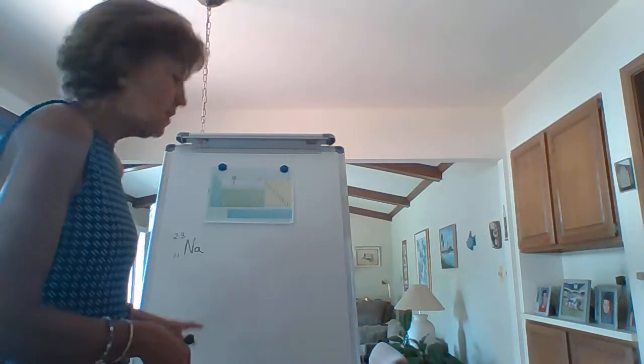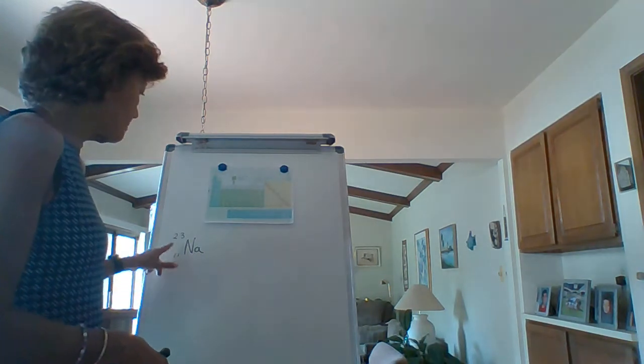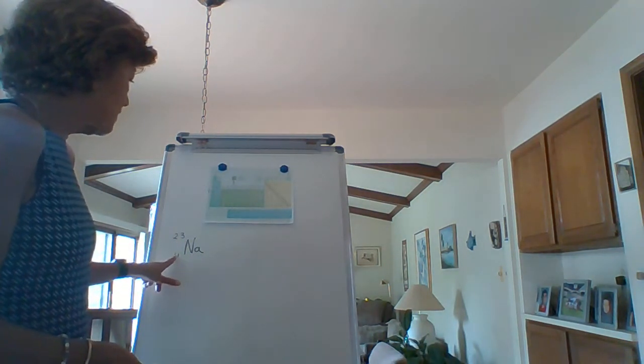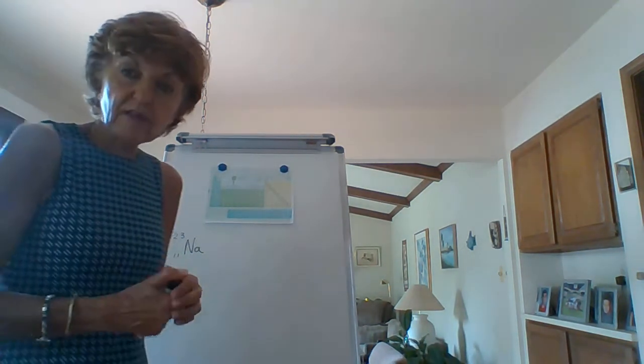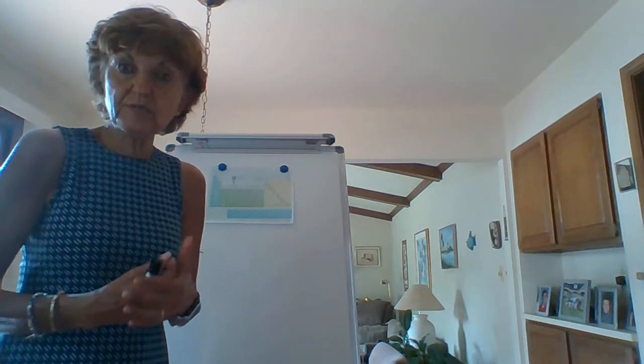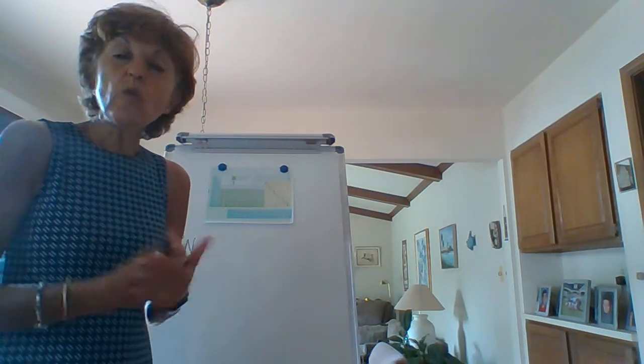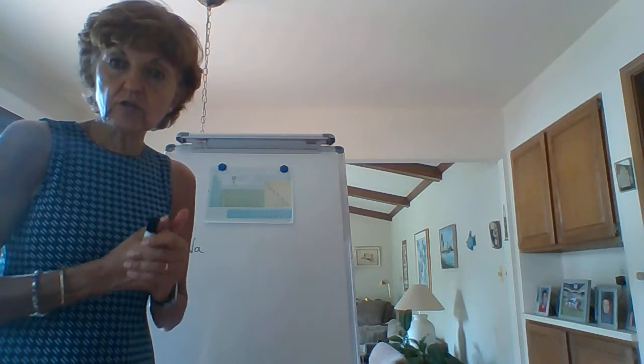So we look at the nuclide symbol of sodium. Here it is. This is the atomic number and this is the atomic mass. So remember, this 11 represents the number of protons, but it also represents the number of electrons. So where are the 11 electrons going to go?